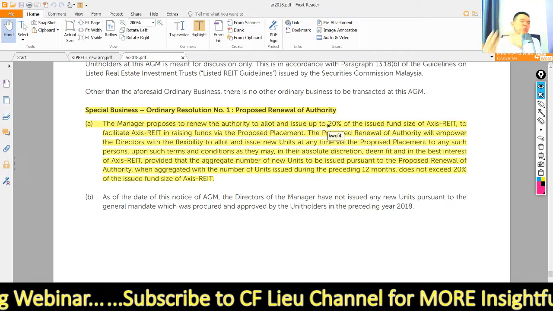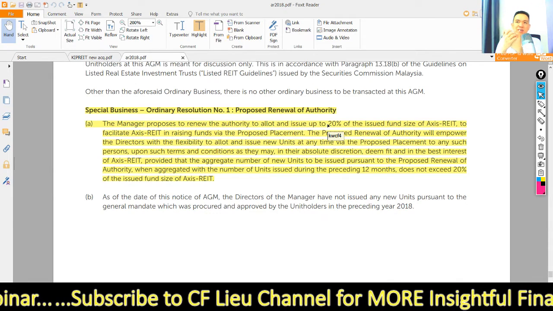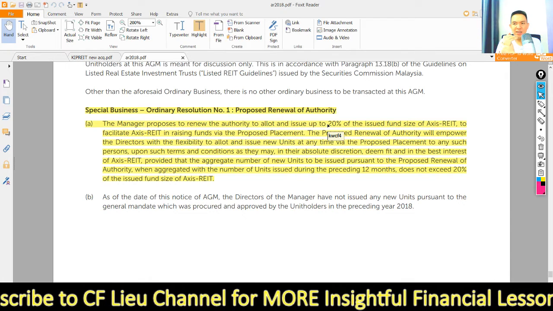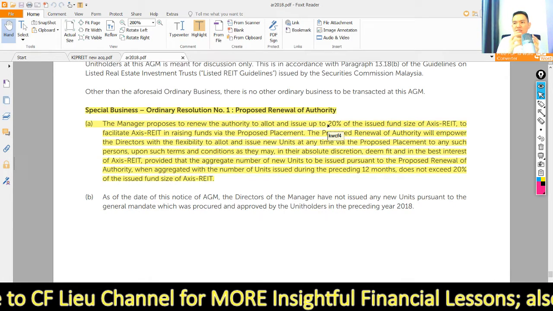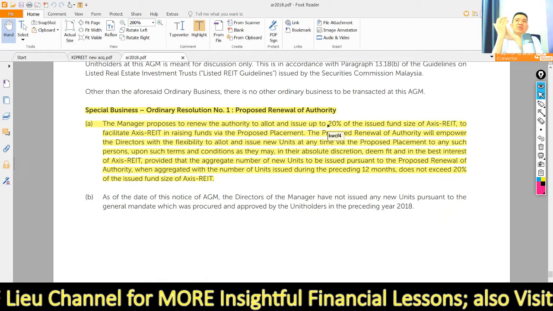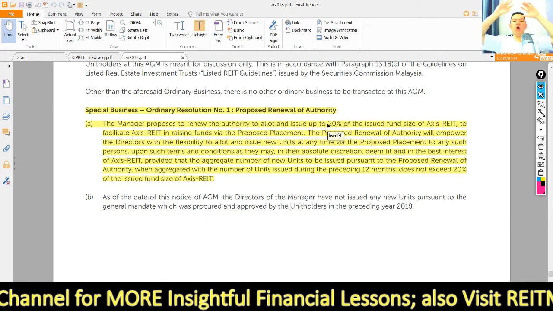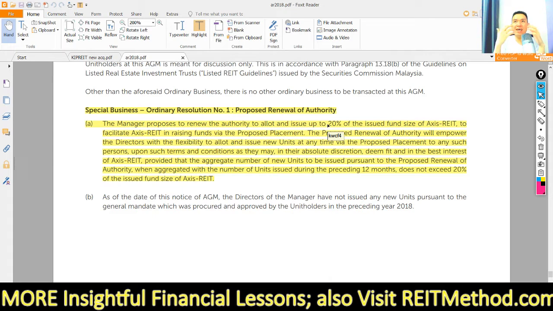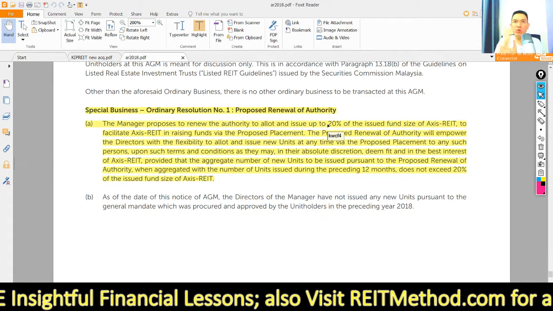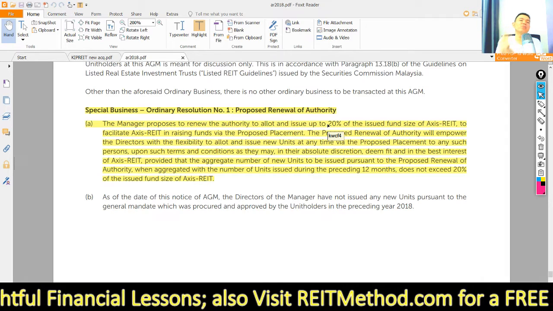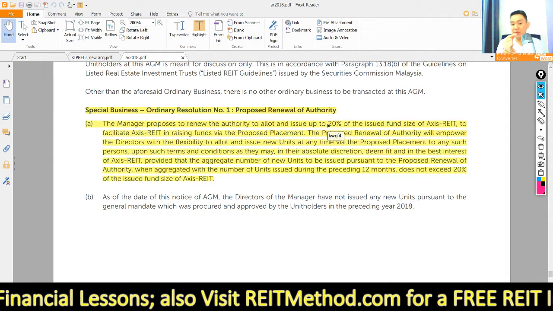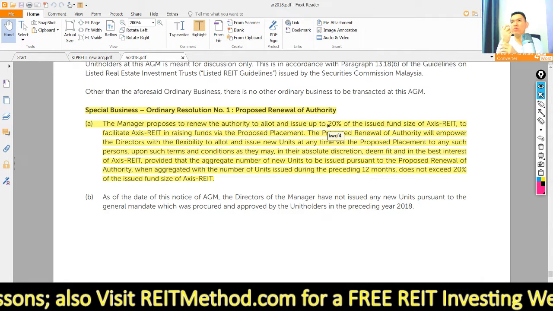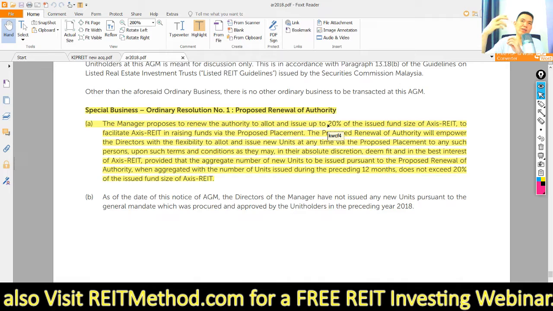So it was renewable every year, meaning that in the previous shareholder meeting, they have authorized that anytime when the AXIS REIT manager sees a good opportunity, they can actually execute private placement without organizing another meeting just to ask for shareholder permission. So it's like they are getting a blanket approval from all the shareholders. But this blanket approval is renewable every year, right? Renewal of authority of this. So meaning that in the AGM, they say renew for another 1 year.